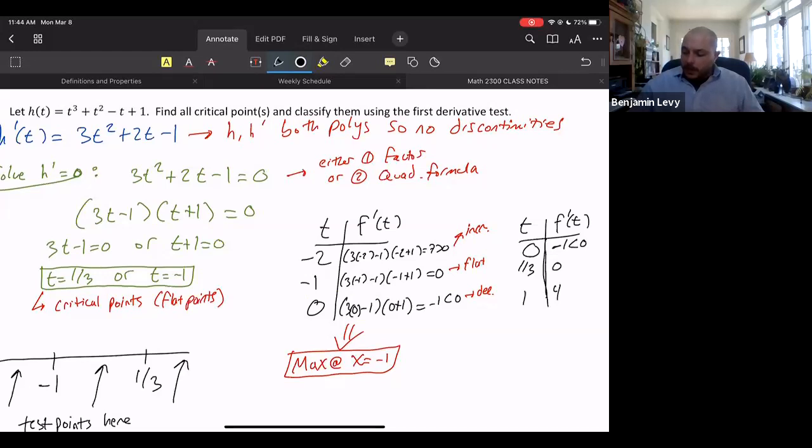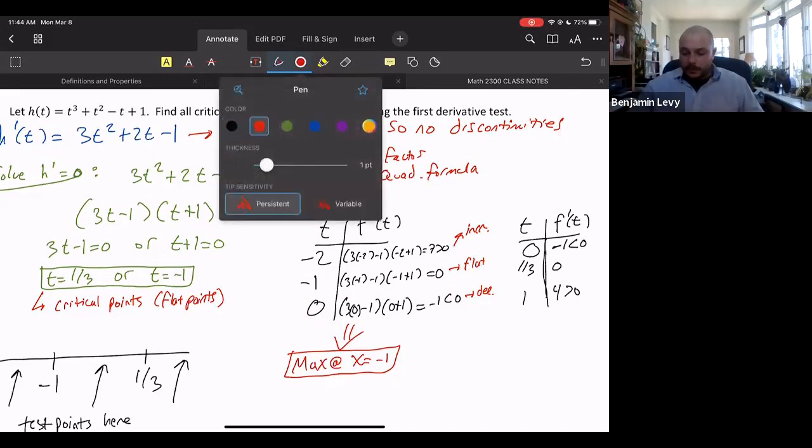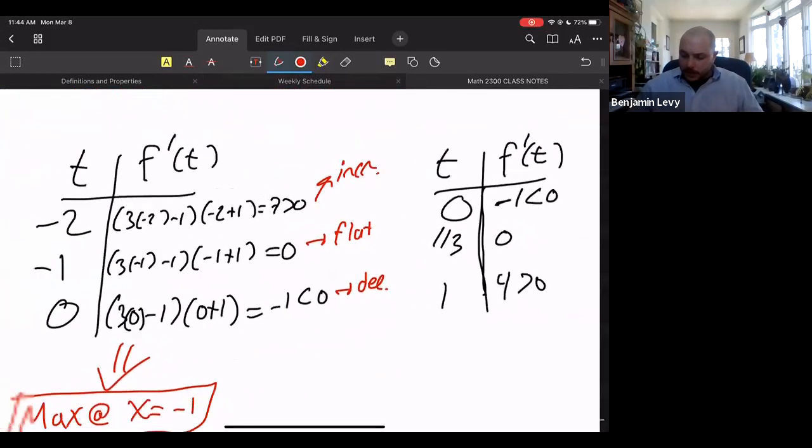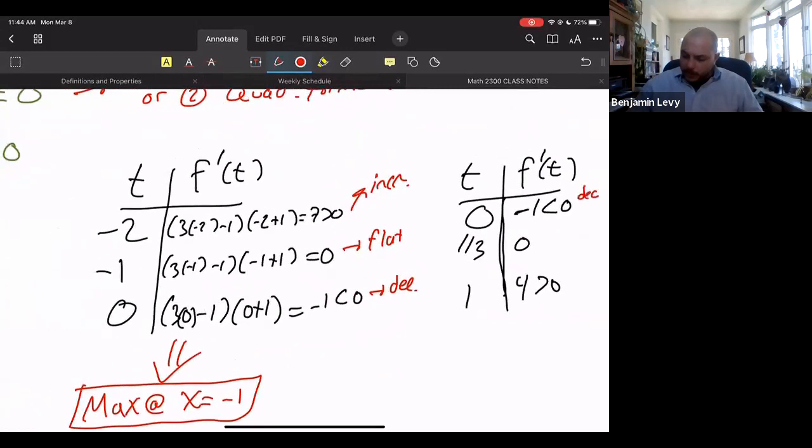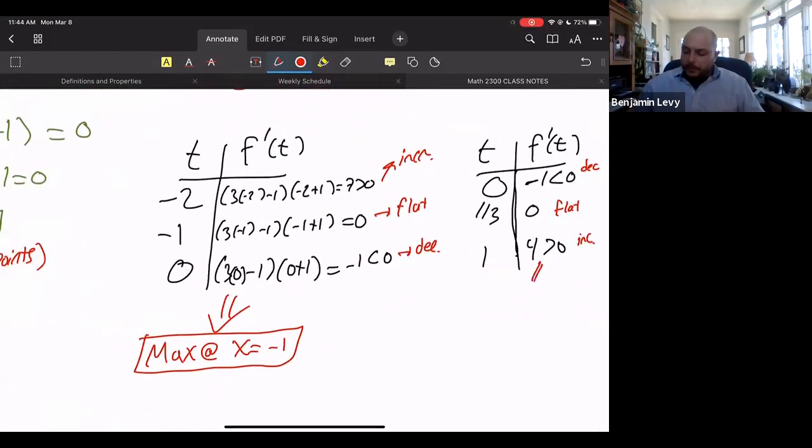So decreasing, flat, increasing. Let me zoom in there. This one is decreasing, flat, increasing, so that's a min.